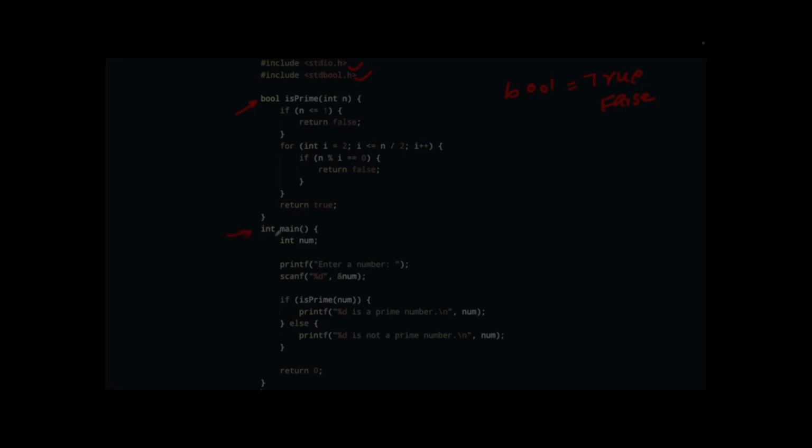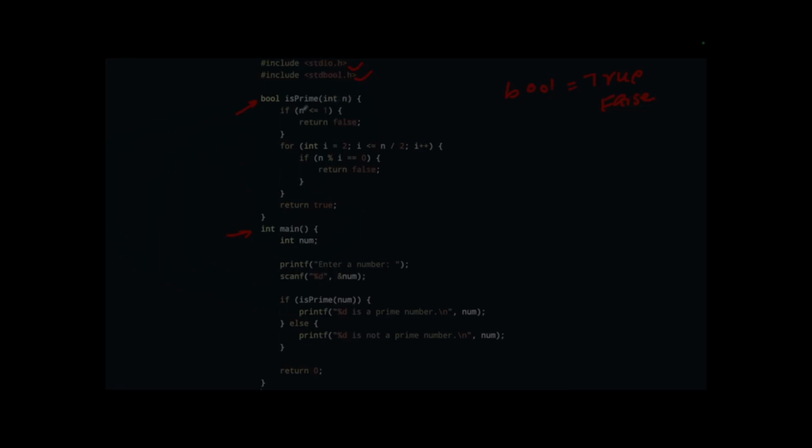Here, this is the entry point of the program. Whenever the isPrime function is called, only after that does control come over here. But let's see the function first. So isPrime is a function. We are taking int n as the parameter.